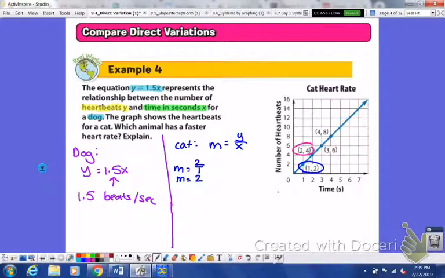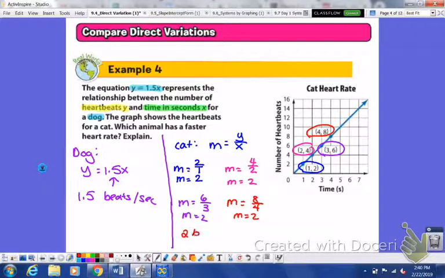And we have 2, 4. So m equals 4 over 2, which gives us m equals 2. And then if we keep going, just to be certain, our 3, 6, which again gives me m equals 2. And last but not least, for 8, m equals 8 divided by 4. So m still equals 2. So for our cat, we have 2 beats per second.